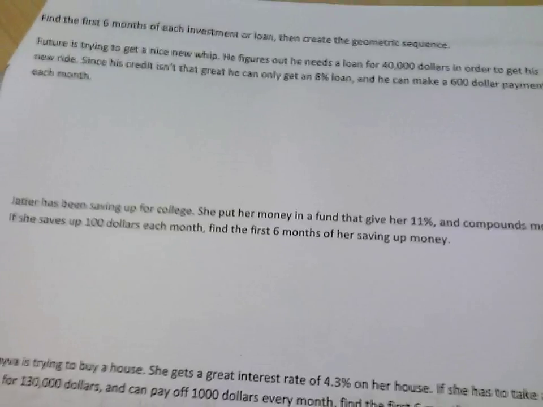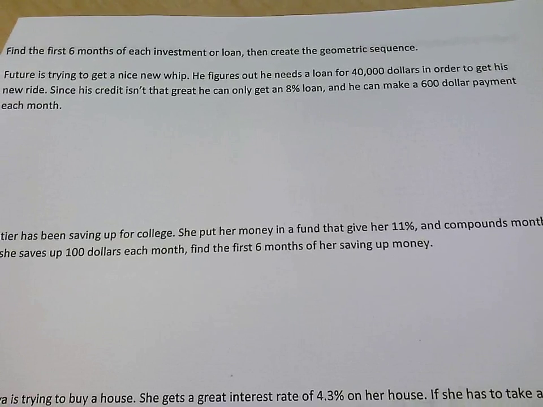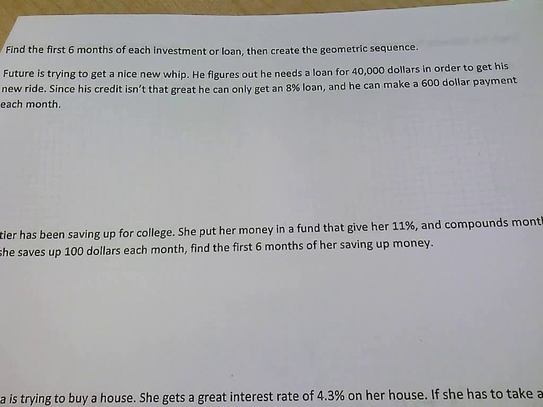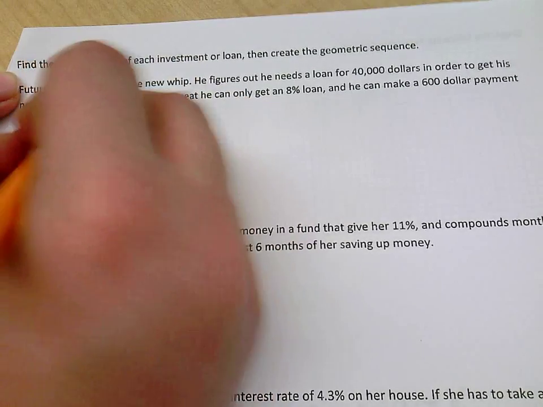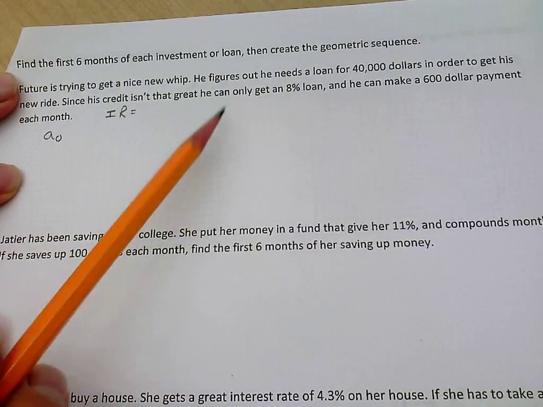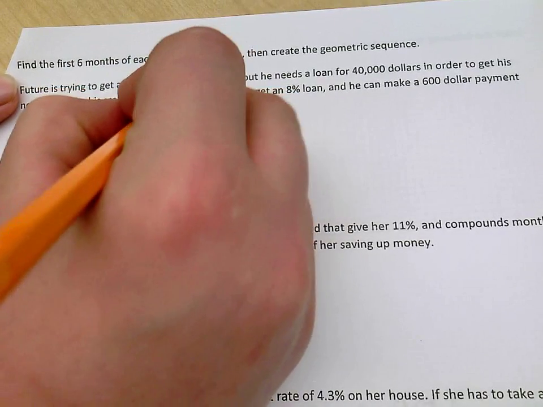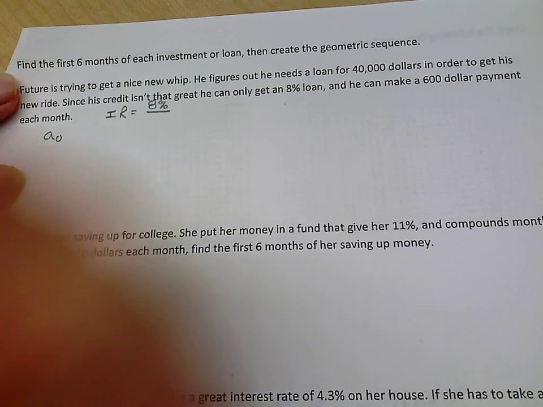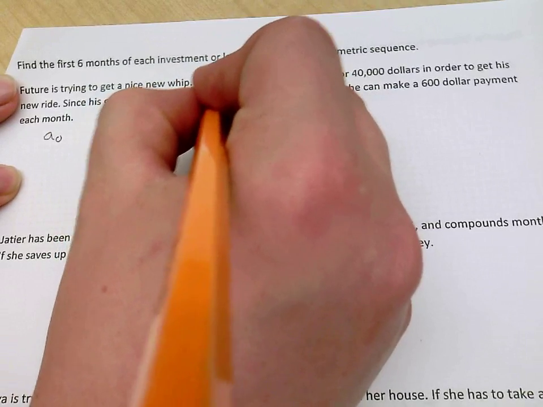All right. So these are the word problems. And they're a little tricky, but they're a lot easier once you get the hang of it. What you always need to do is find your A naught and your interest rate. To get the interest rate, we first look at this. It says 8% loan. So we know that it's 8%. But we can't deal with 8%, so we need to turn that into a decimal. Divide by 100, that gives me 0.08.